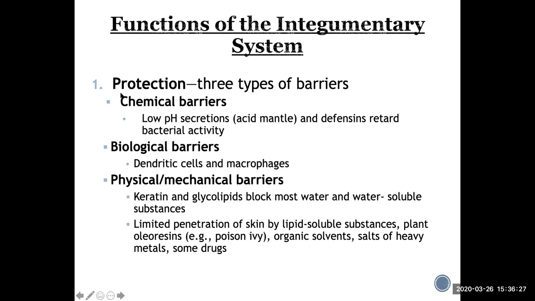Let's talk about protection. We already have 3 types of barriers. We've talked about this. The physical mechanical barrier, of course, against abrasion, right? So we've got protection against abrasion and protection against things actually physically coming into your body from the outside. The keratin and the lipids present in your skin layers block water and water-soluble substances from getting in through your skin. Certain lipid-soluble substances can be blocked as well. So that's a physical barrier.